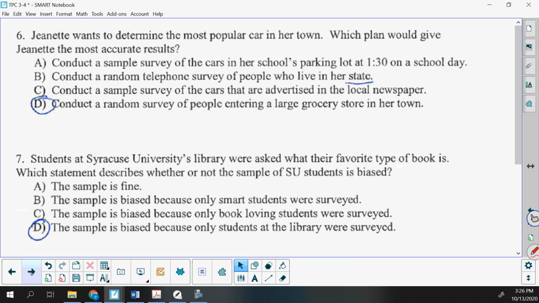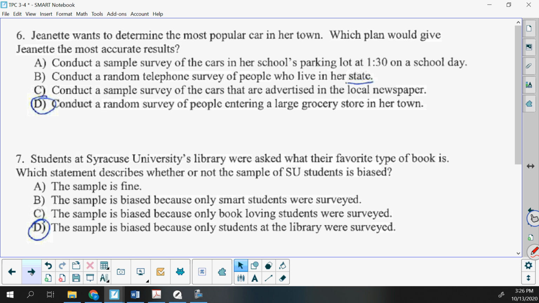In the multiple choice one, we want the most accurate results, basically saying we want to reduce bias. So cars in our school parking lot, you would probably have an overrepresentation of students. So therefore, the types of cars that students would either want or tend to drive would be overrepresented. So people that live in our states would not give a good representation of our town. Cars advertised in the local newspaper aren't necessarily the cars that are being driven in our town.